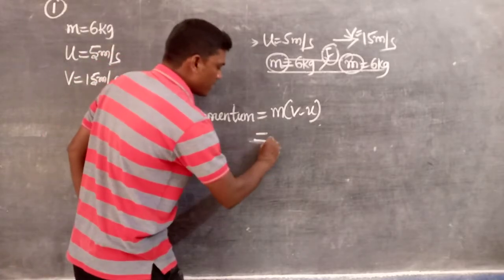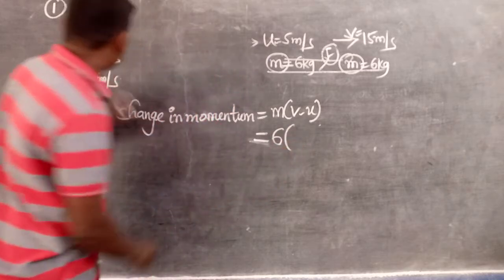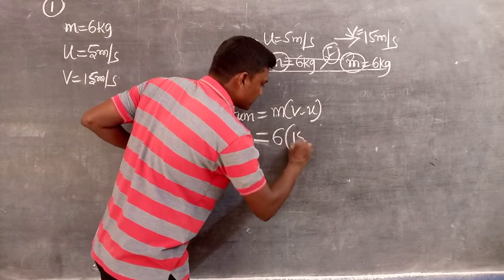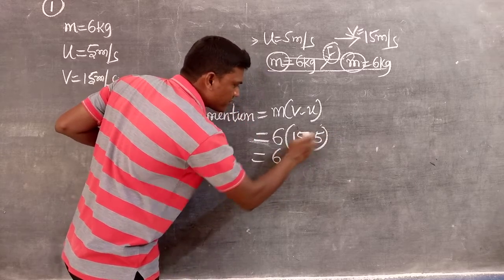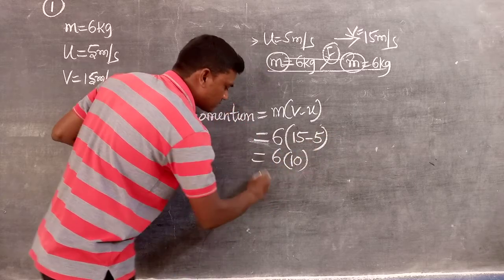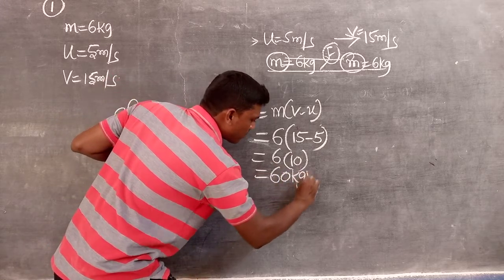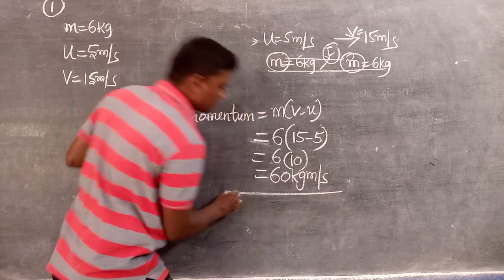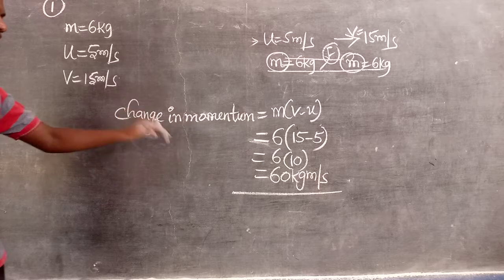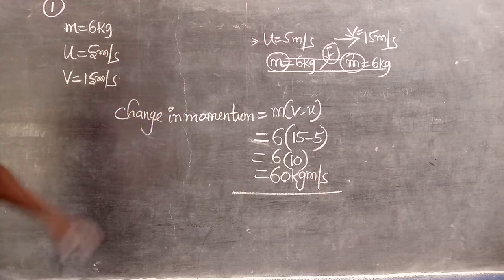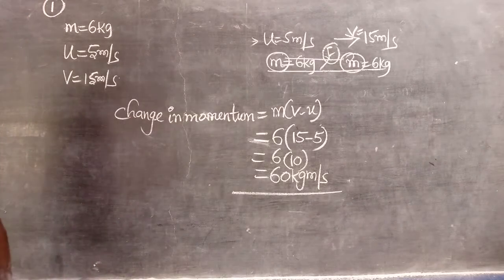So m is the mass of the body, which is 6. v is the final velocity, 15 minus 5. So 6 into 15 minus 5, which is 10. That equals 6 into 10, 60 kilogram meter per second. So the momentum of the body changes by 60 kilogram meters per second. This is the method to find the change in momentum.